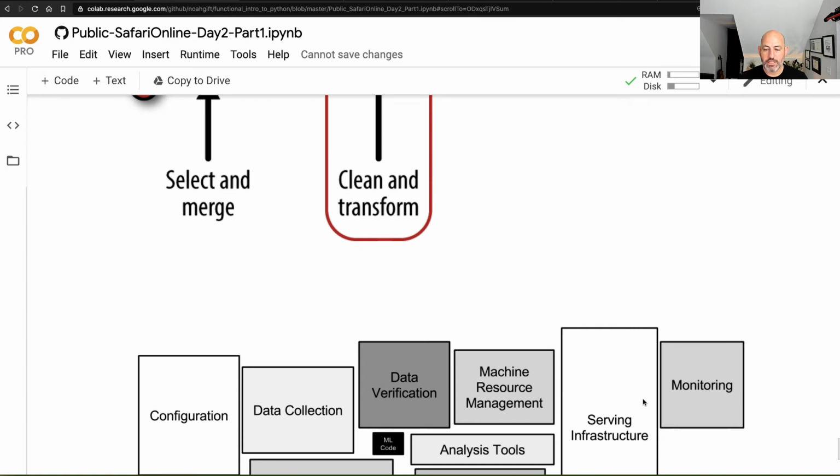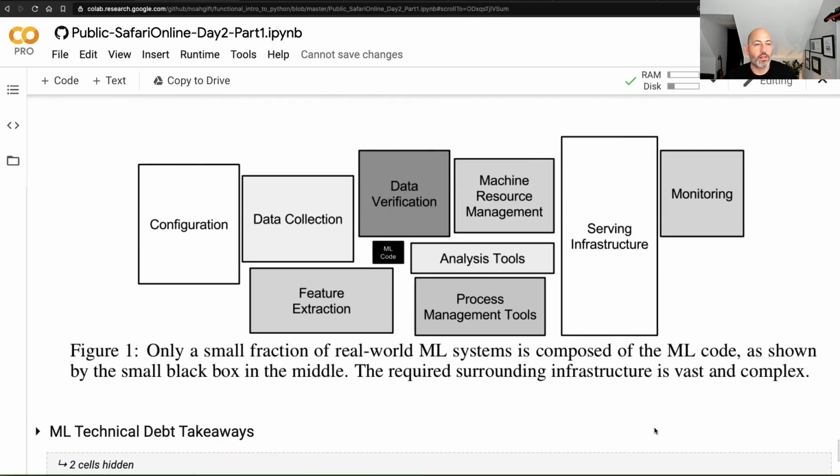And let's also take a look at this example, which is that only a small fraction of the real-world machine learning systems are composed of ML code. Here's a small black box in the middle, that's the ML code. And you can see that everything around it is a large amount of other stuff: configuration data, data collection, feature extraction, data verification, machine resource management, analysis tools, process management, serving infrastructure, monitoring, a whole bunch of things that are unrelated to machine learning code. That's why if you're too focused on only the machine learning, you won't gain as many interesting insights. You also have to be aware of all the other things that we just talked about.